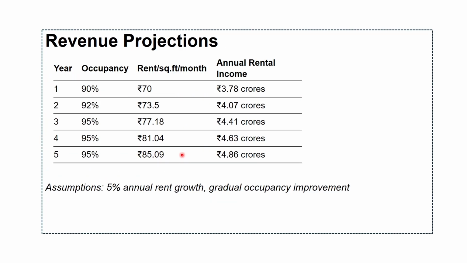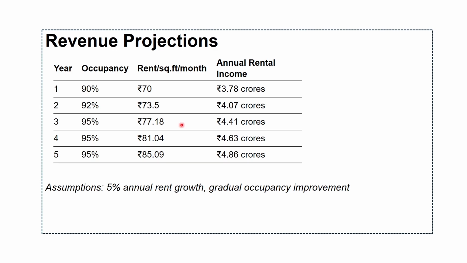So, our revenue projections are based on careful analysis of Bengaluru office market trends. In year 1, with 90% occupancy and 70 rupees per square feet per month rent, annual rental income will be 3.78 crores. Then in year 2, occupancy improves to 92% with rent increasing to 73.5 rupees per square feet, generating 4.07 crores in annual rental income.